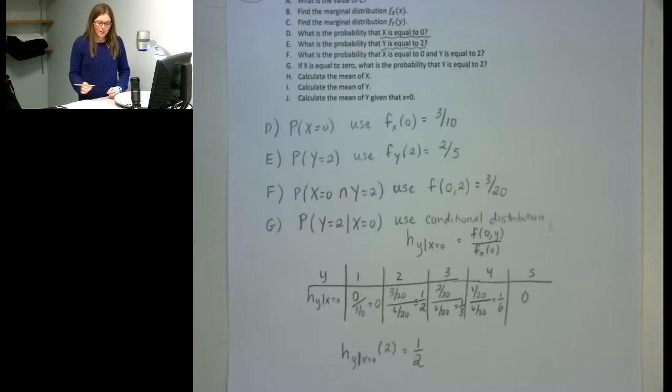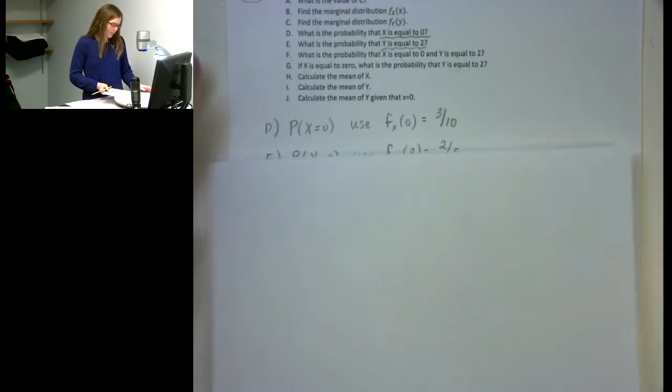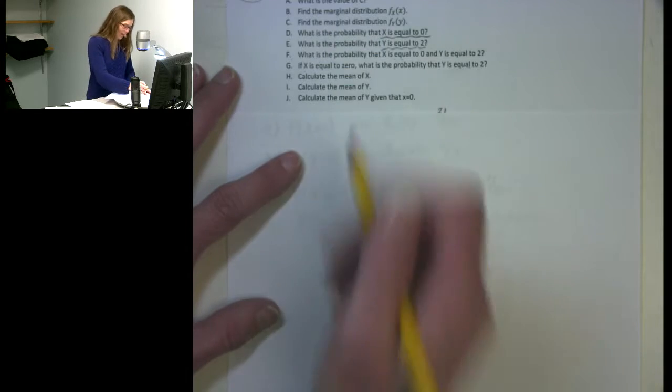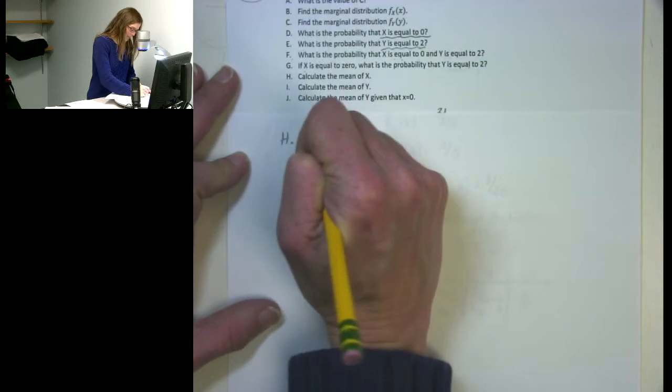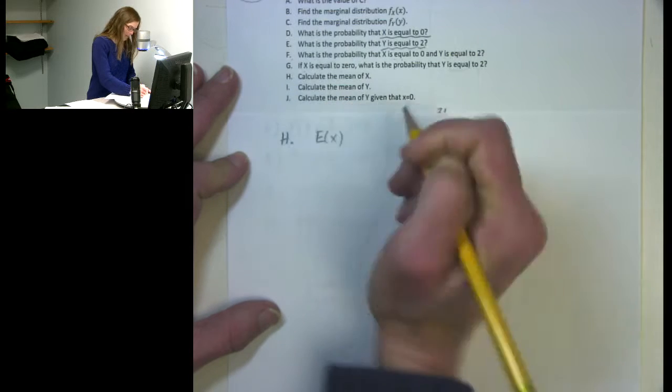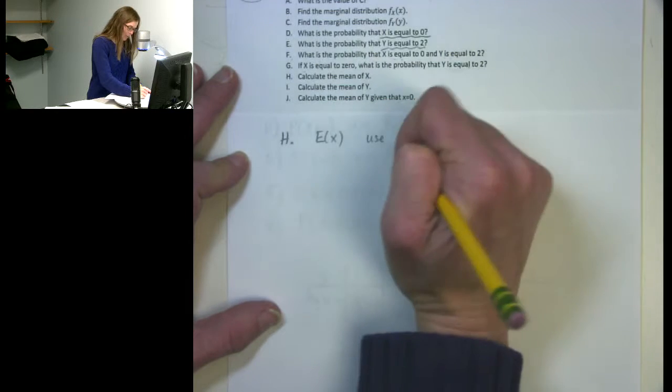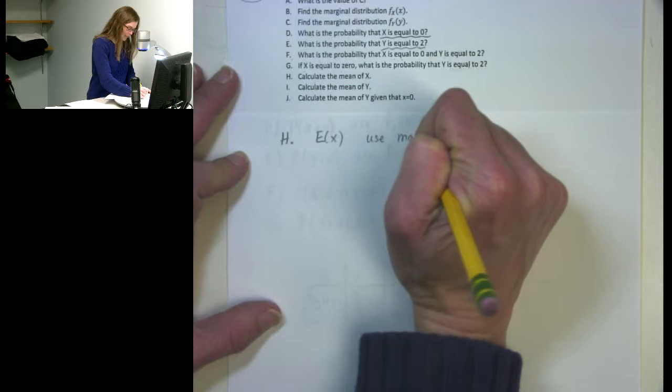The last three parts I'm going to work through are looking at finding expected values. And once again, the easiest thing about finding expected values is to think about which of the distributions you want to be working with to find those expected values. So for instance, if I want to calculate the mean of x, I'm going to use the marginal distribution of x.